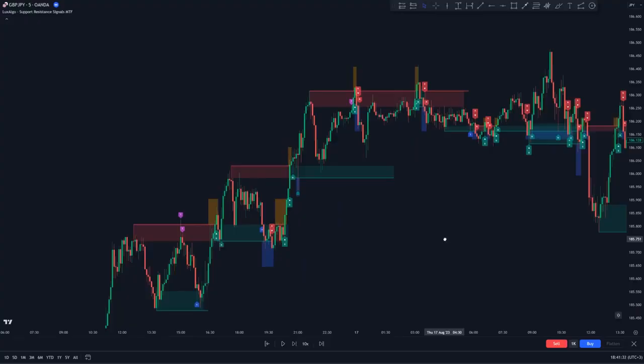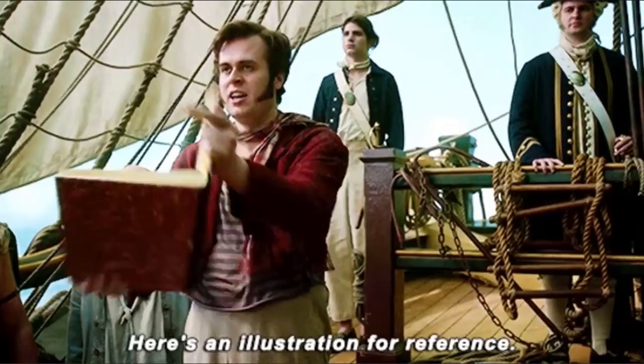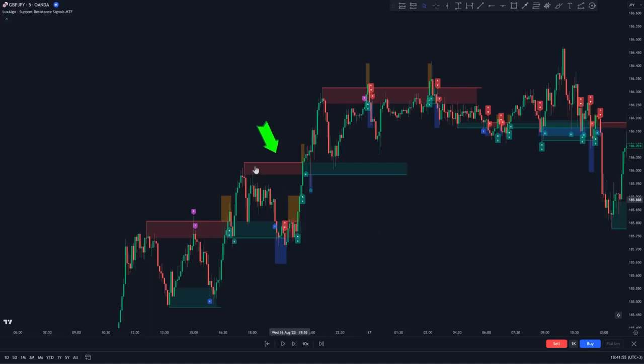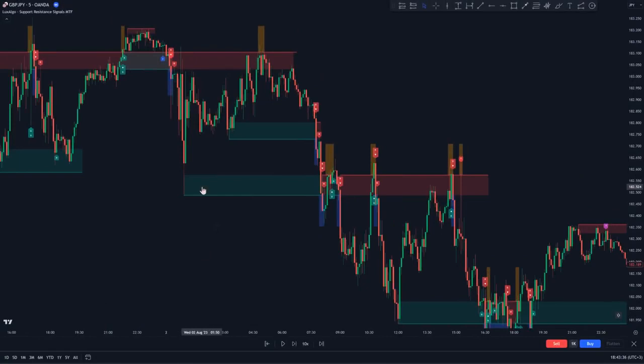Now, a unique feature of this indicator is its adaptability. It can transform support into resistance and vice versa based on the price movements. To illustrate this, notice how the red resistance level seamlessly transitioned into a green support level once the price ascended past it and subsequently bounced off. In a similar manner, a previously established green support level later became a resistance zone after the price ascended beyond, only to bounce off it at a subsequent point.